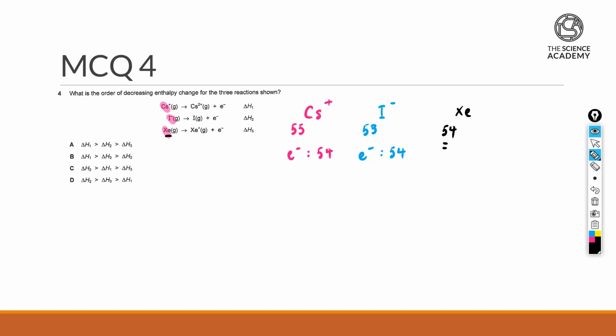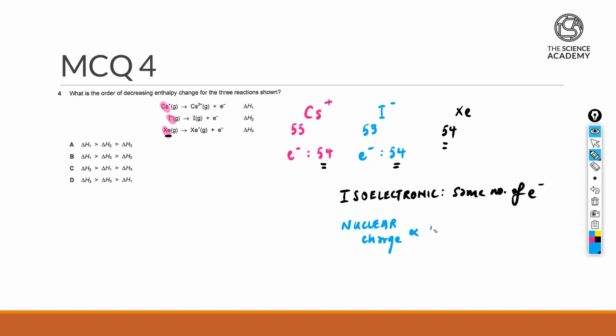Now you can see that cesium plus, iodine minus, as well as xenon all have the same number of electrons. We'll say that all these three items are considered to be isoelectronic, and isoelectronic just means that they have the same number of electrons. So what then actually affects the next ionization energy that they are about to go through? I would say that it's the nuclear charge, which is proportional to the number of protons that they possess in their nucleus.